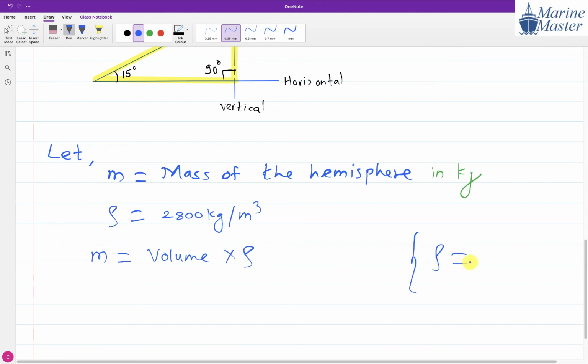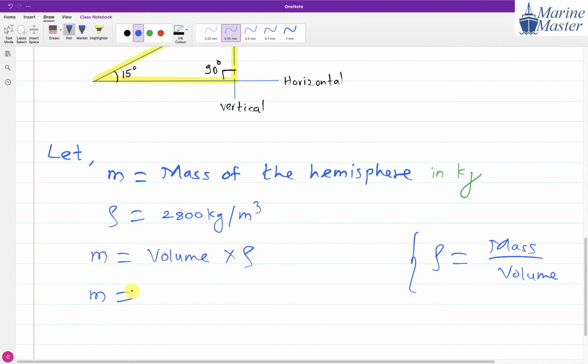Because density means what? Sorry, not volume by mass, mass by volume. Density is mass by volume, kg per meter cube, correct? So then mass will become volume into density.